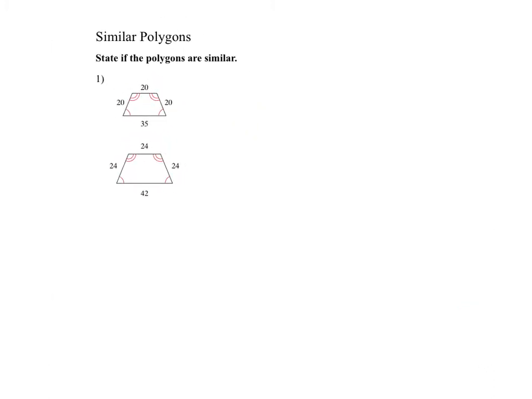So let's start by stating if the polygons are similar, right? We're going to find that scale factor. First of all, it's telling me that this angle is congruent to that one, this angle is congruent to this one, the one at the bottom is congruent to that one, and the same. So now I have to check that the corresponding sides are in proportion. So that means that I'm dividing 20 divided by 24. That has to equal 35 divided by 42, and again, it has to equal 20 divided by 24. So I know that all those three fractions are the same.